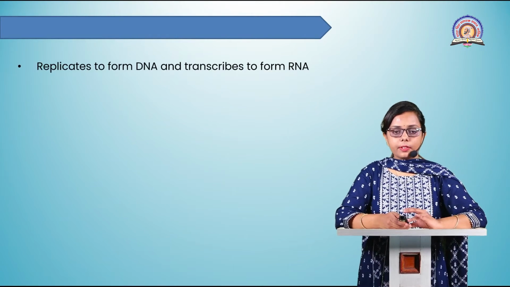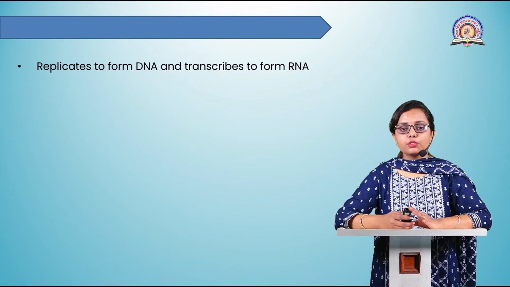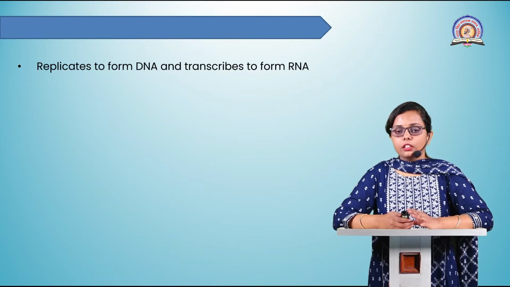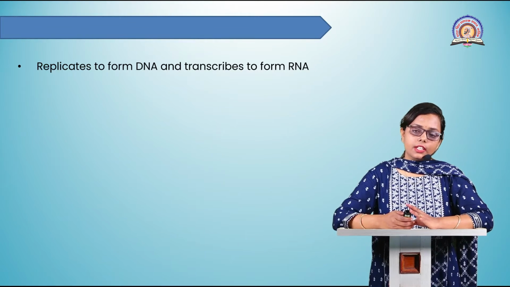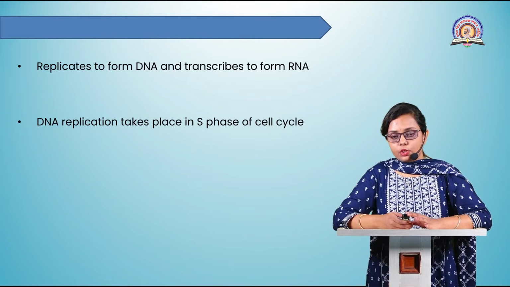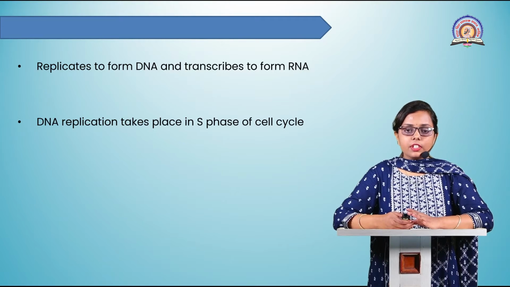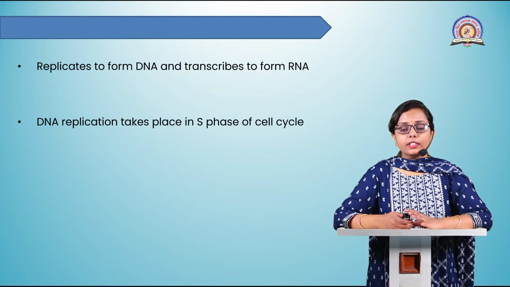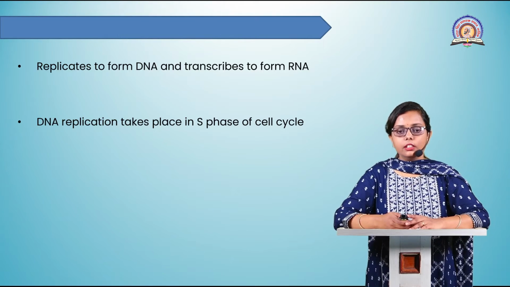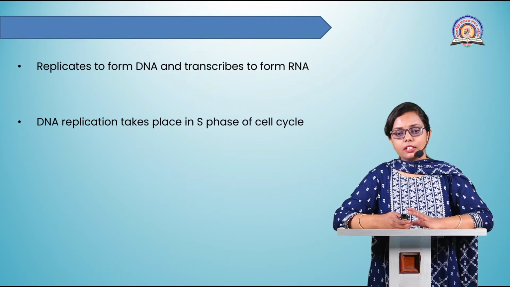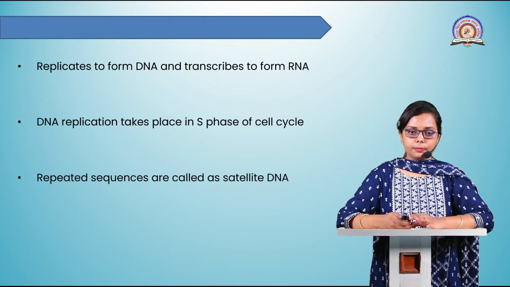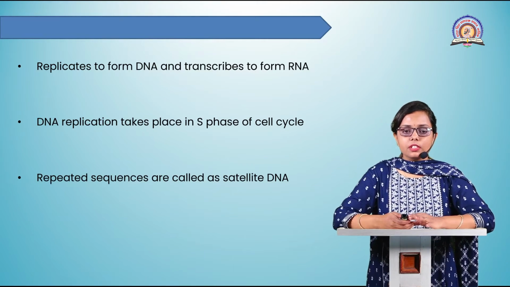So DNA is a self-replicating biomolecule. It makes a copy of itself, and it is transcribed to form the messenger RNA, which is further translated to the protein. DNA replication takes place in the S phase of the cell cycle. As you remember, we studied cell biology in the previous credit, and at that time we studied the cell cycle. There are four phases of the cell cycle: G1, G2, S and M. In the S phase, DNA replication takes place. There are also repetitive sequences in the DNA.